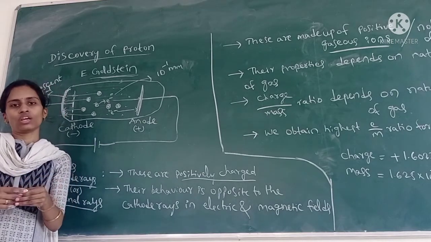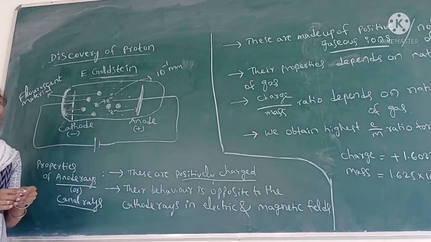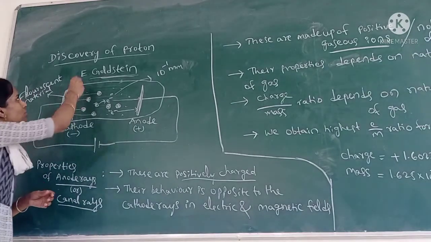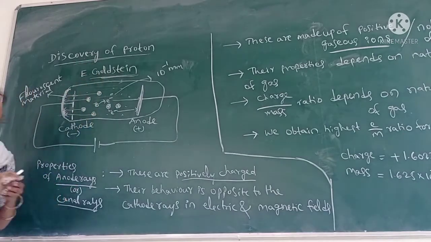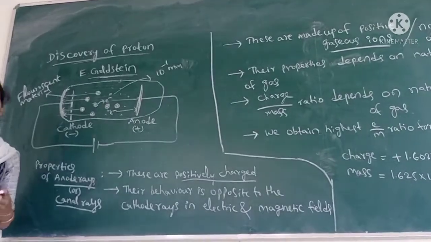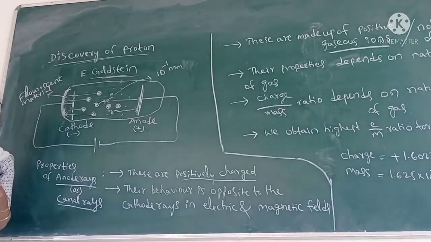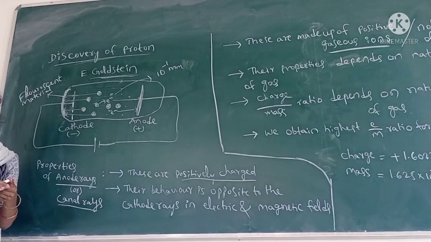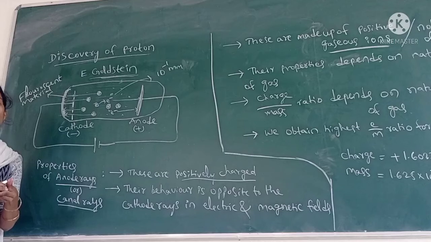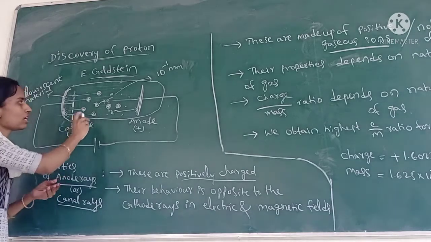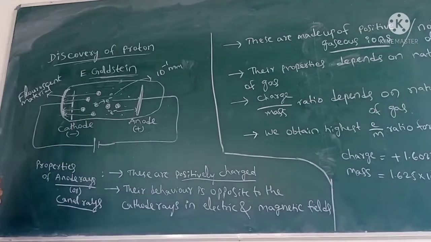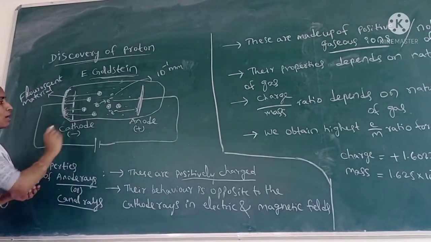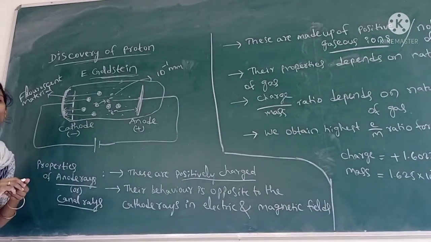In the same way, protons were discovered. These protons are positively charged subatomic particles. So how were protons discovered? In the same experiment, an electric discharge tube was taken. Here also an electric discharge tube is used. In this tube, some changes are made to discover the positive subatomic particles.